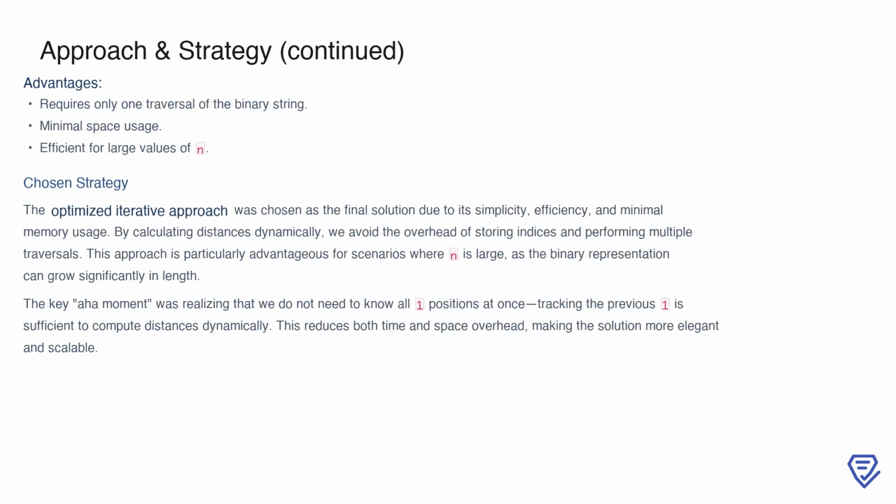The optimized iterative approach offers several advantages. First, it requires only a single traversal of the binary string, making it more efficient in terms of time. Second, it minimizes space usage since we no longer need to store an entire list of indices, just a few variables to track the current and previous positions are sufficient. These features make the method particularly suitable for handling large integers, where the length of the binary representation can grow significantly. Given these benefits, this approach was selected as the final solution.